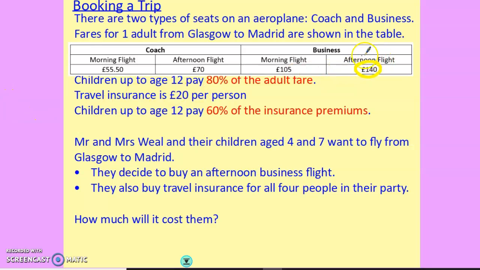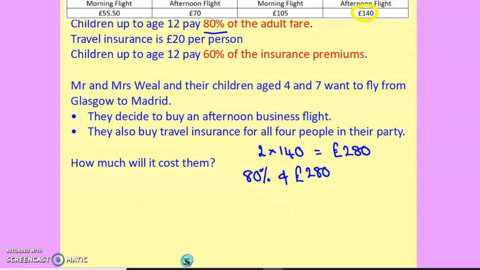Okay, so 2 adults. So we've got 2 adults paying the £140. That gets me £280. We've then got 2 children, and the children pay 80% of the adult fare. We can find 80% of the 140 and double it, but we have already doubled it. We've already done that step, so we can just find 80% of 280.